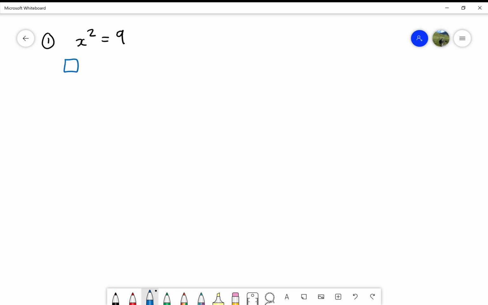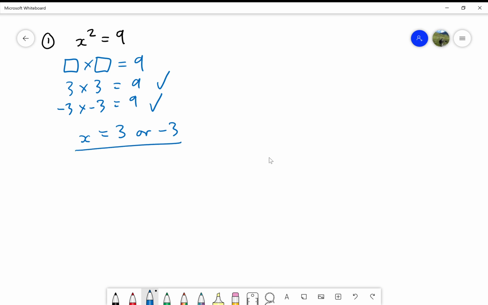Well, something times something is 9. Oh wait, well 3 times 3 is 9. So that's one possible answer. And also minus 3 times minus 3 is 9. So that's another possible answer, which means that x equals 3 or minus 3. You might have done that a different way.